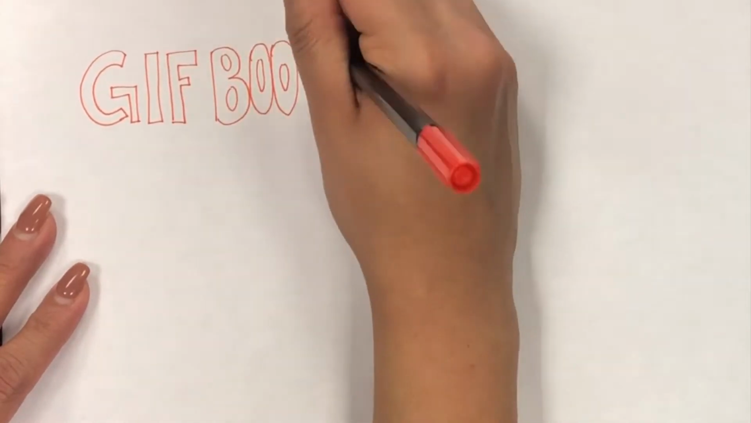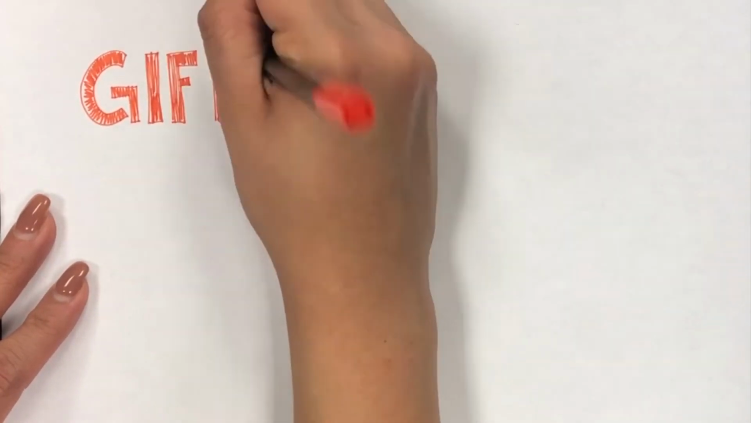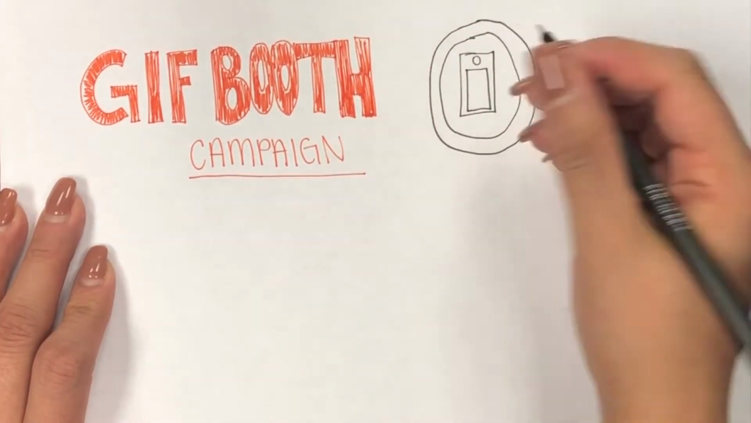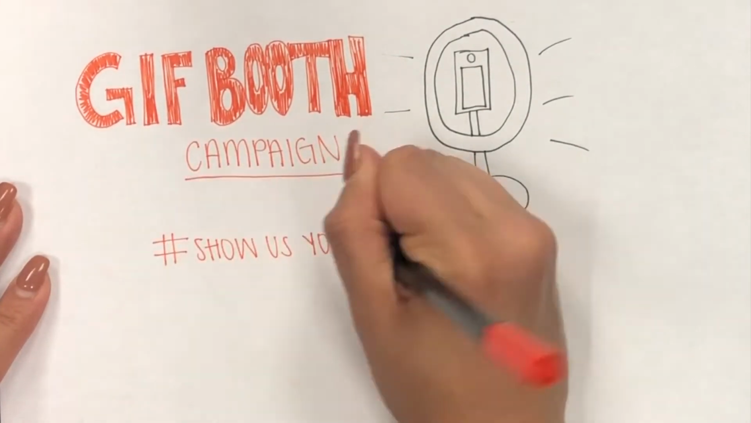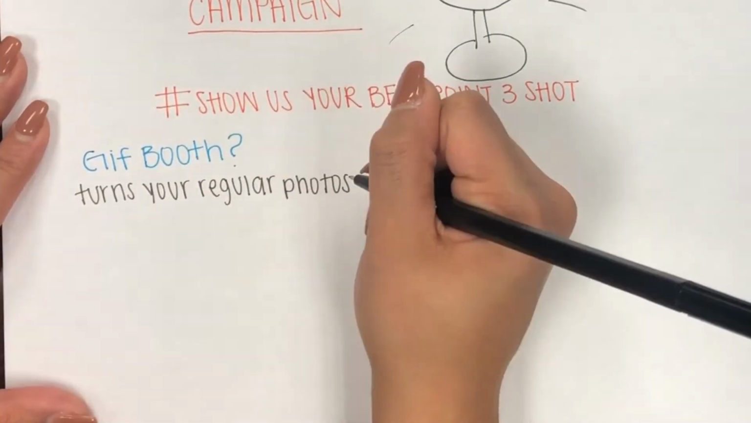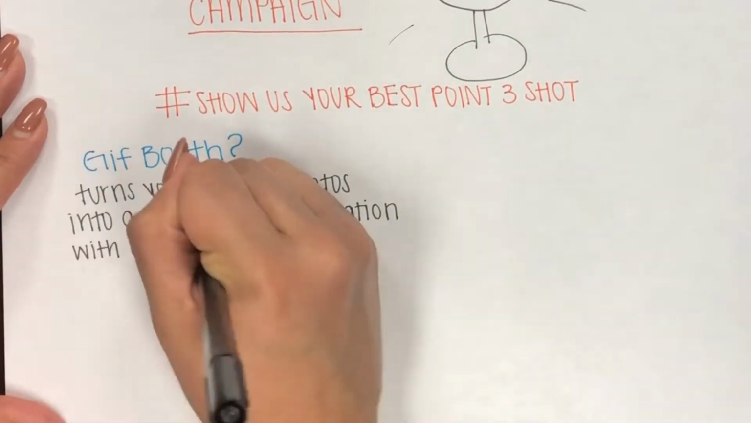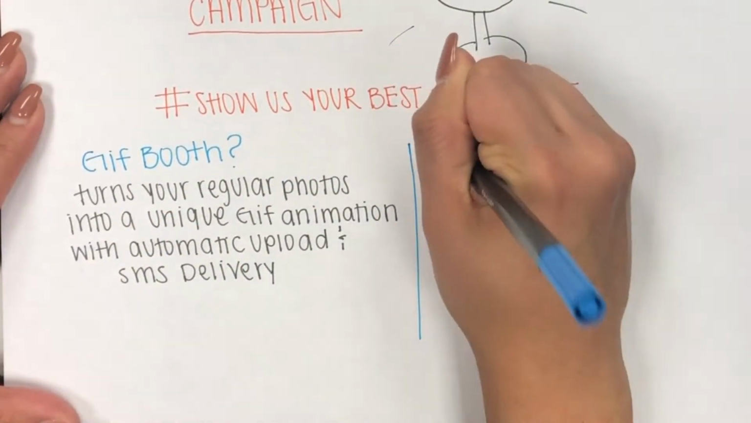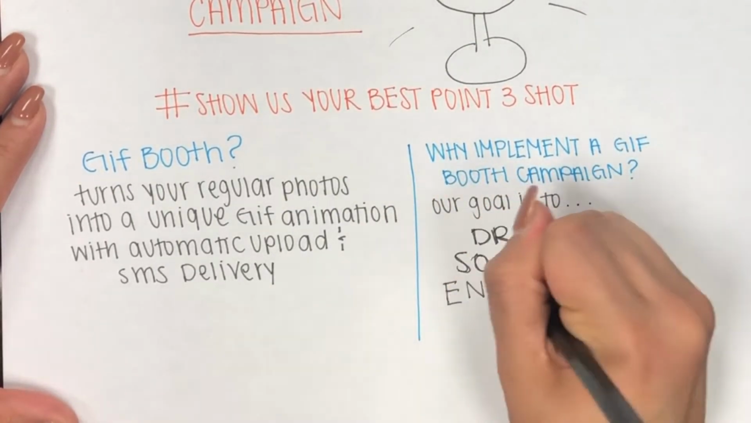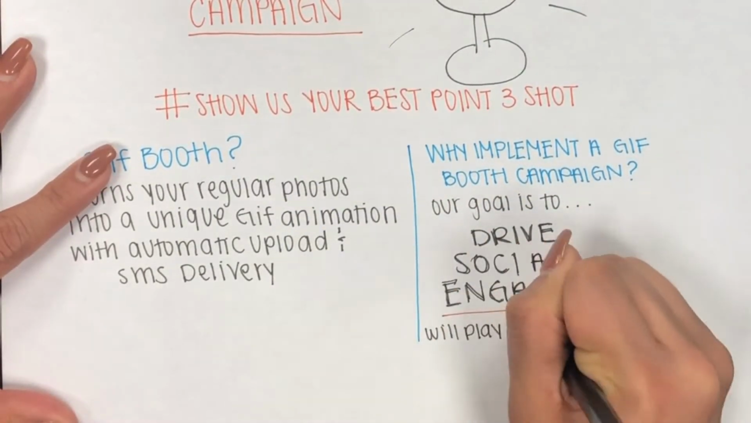Gift Booth Campaign. So what is a gift booth? A gift booth turns your regular photos into a unique GIF animation with automatic upload and SMS delivery. So don't think of your old-fashioned boxy booths, as these new photo booths are smaller, thinner, and can be easily transportable. Photo booths are perfect for campaigns as it creates customized and interactive activations with the main goal of driving social engagement.